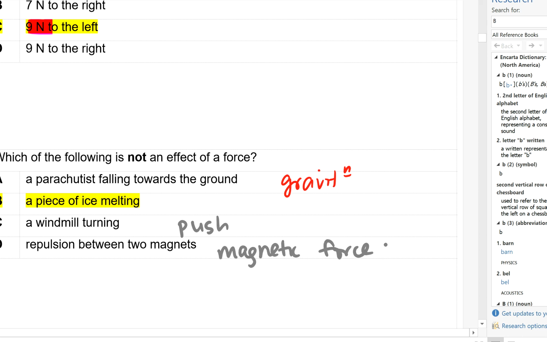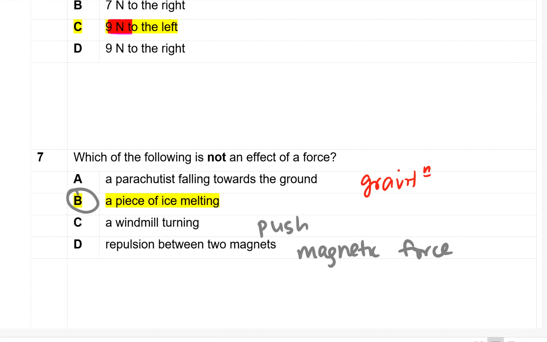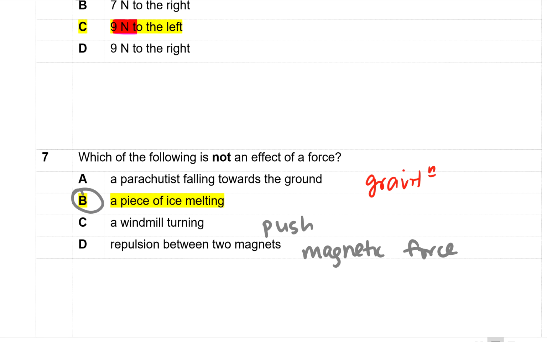Okay, but a piece of ice melting, basically they have more energy, and with more energy, the particles are able to overcome the attraction between the particles in the solid ice, and then start to move more and become a liquid. But that is not a result of force. Let's carry on to question 8.